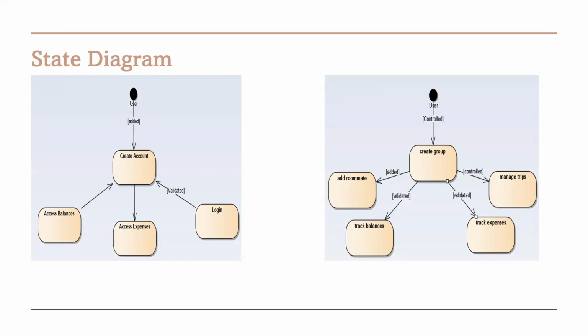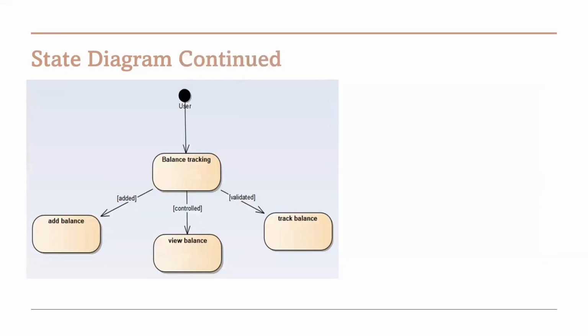For the group management one, they can create a group, in which they can add the roommates, and they can also manage trips. And after all those are done, they can track the expenses, and they can also track the balances. And for the last one, the user can add balance, and they can also view balance and track balances as well.